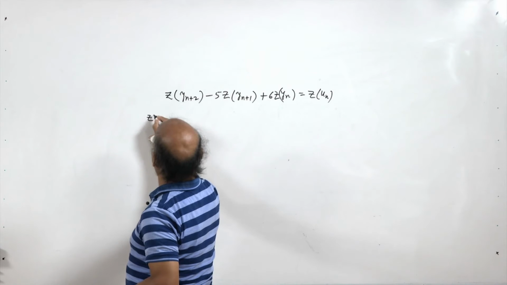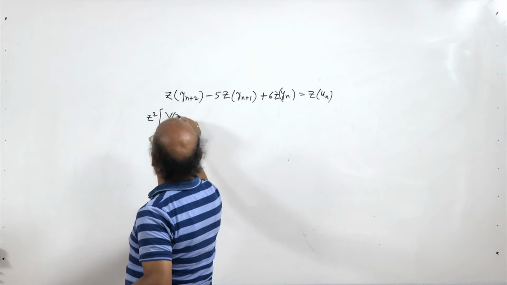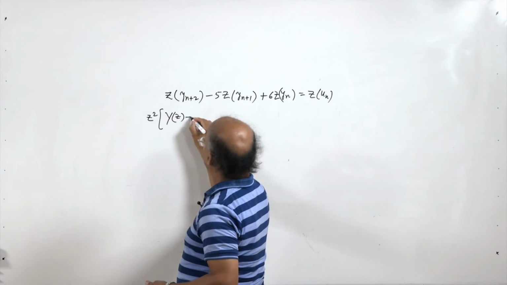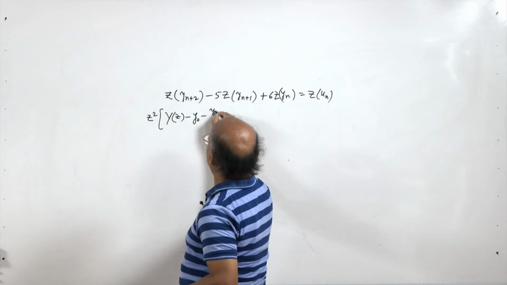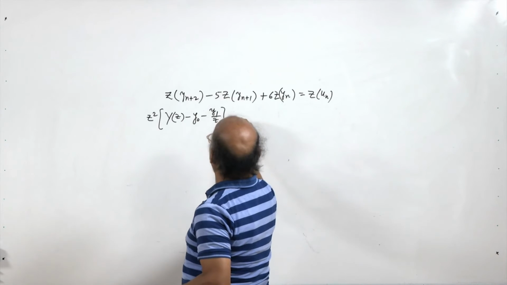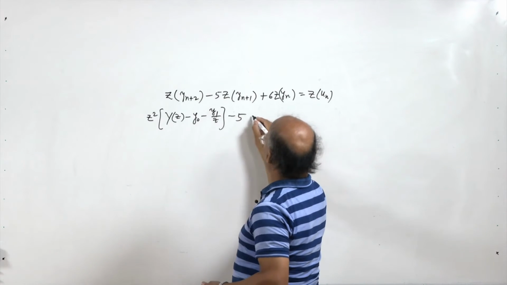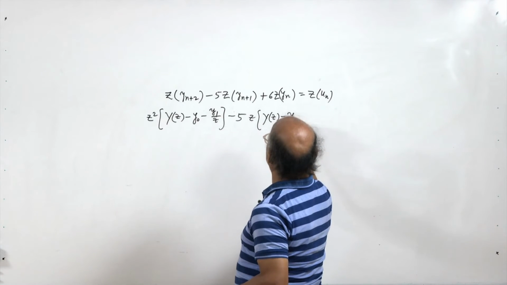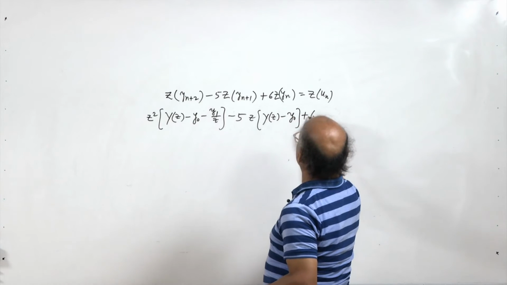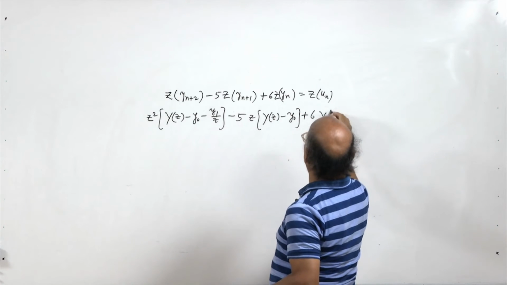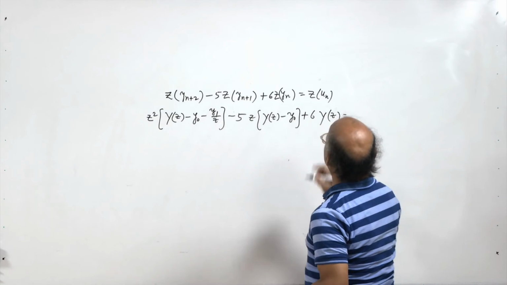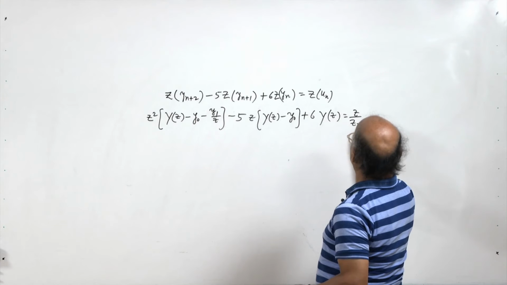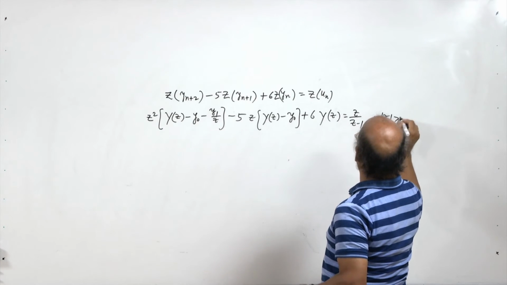This is z square times Y(z), where Y(z) is the z transform of the sequence y(n), minus y(0) minus y(1) by z, minus 5 times, z transform of y(n plus 1) is z times Y(z) minus y(0), plus 6 times z transform of y(n), which we have taken as Y(z), equal to the z transform of the unit step sequence, which is z over z minus 1. So, here we have taken mod of z greater than 1.